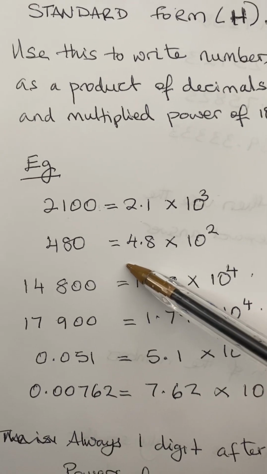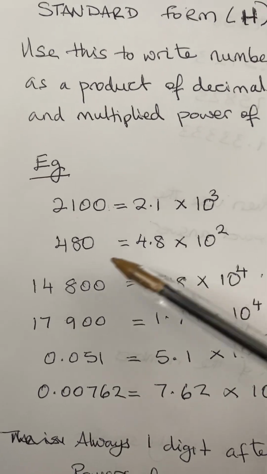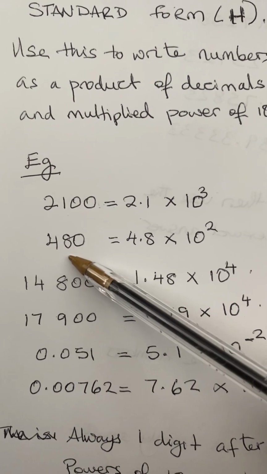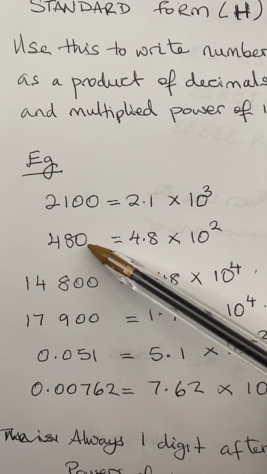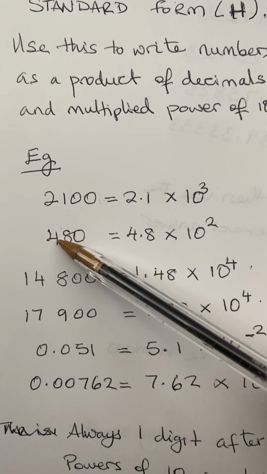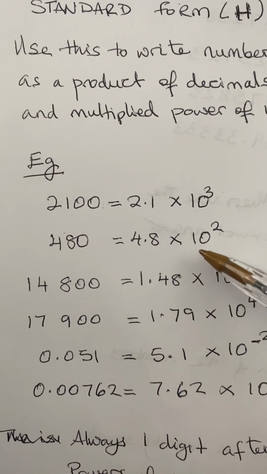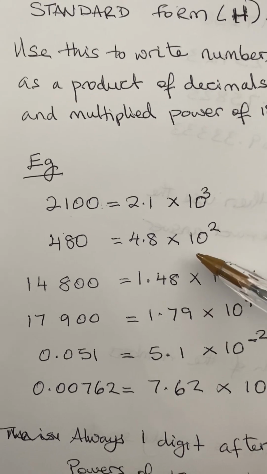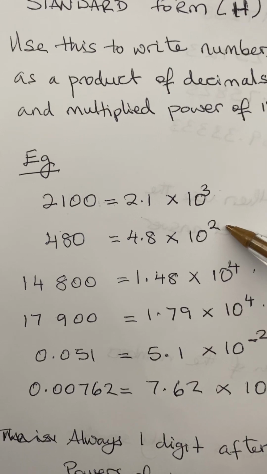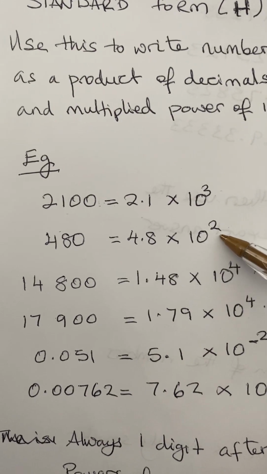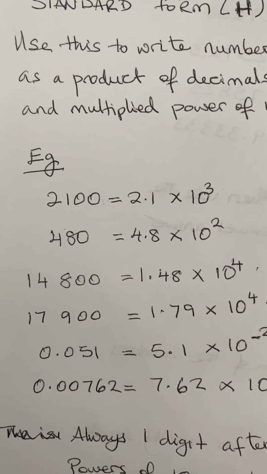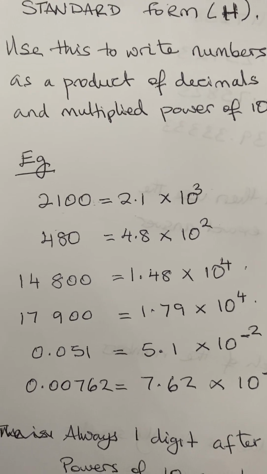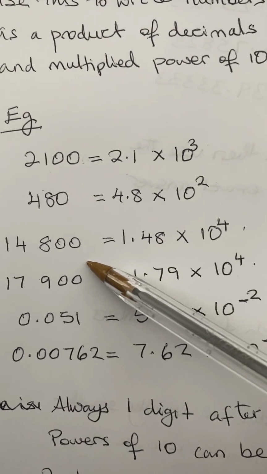480 equals 4.8. So the first two significant figures, 4.8, so 1, 2. So 4.8, we did 2 jumps, times 10 to the power 2. 10 to the power 2 is 100. 4.8 times 100 will give you 480. Hope I'm clear on that. Let's do another example.